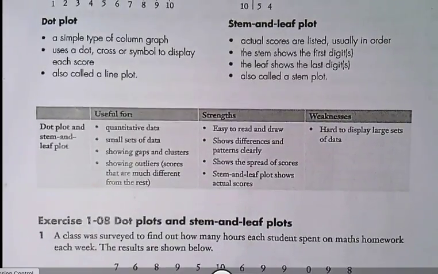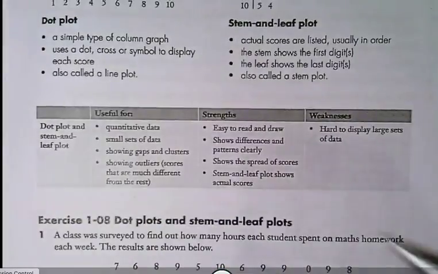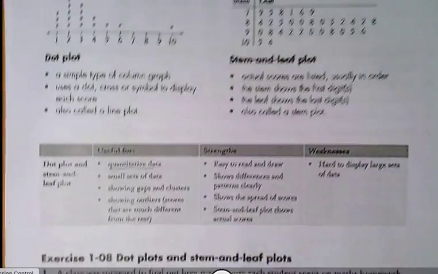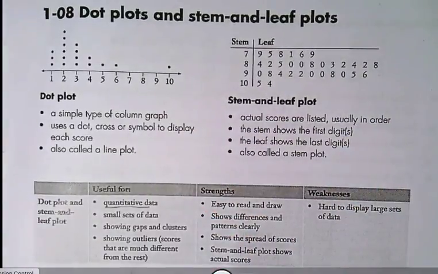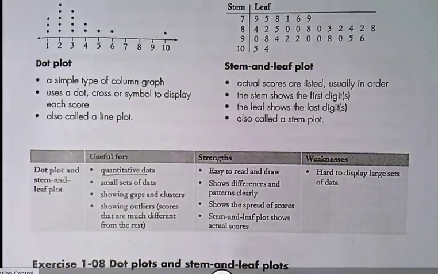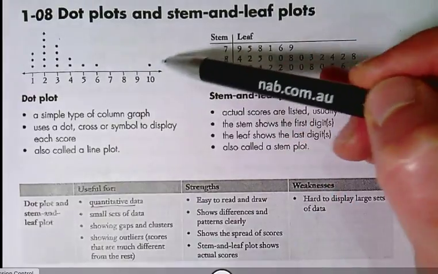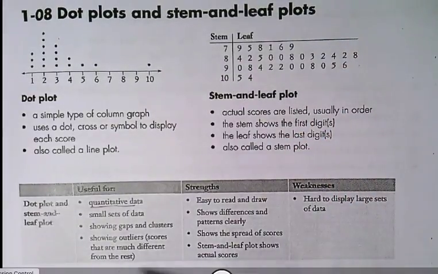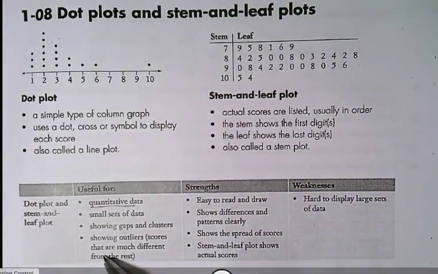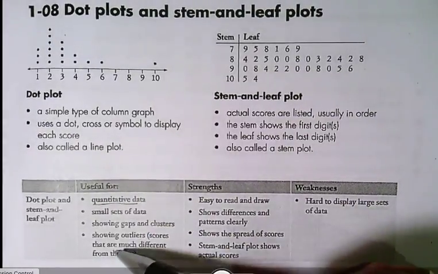Now, dot plots and stem and leaf plots are great for quantitative data. So not categorical, quantitative data. We need numbers. We put numbers into a dot plot and a stem and leaf plot. It's good for small sets of data. It's good to show gaps and clusters. So for example here, we can see that it's clustered around here, that there's a gap here, that this is an outlier, okay? So it shows gaps and clusters. It also shows outliers. In other words, outliers are scores that are very different to the rest of the scores, okay? So that's what it's useful for.